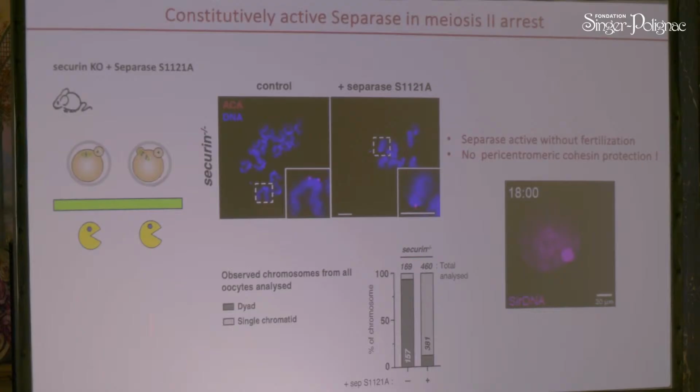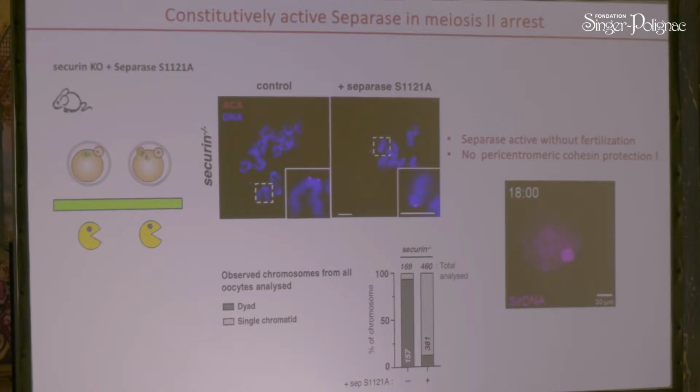So we took metaphase 2 oocytes. We injected again the separase mutant. For simplicity, I show the data with the securin knockout, and what you can see, again, without activation, is that we immediately see sister chromatids coming up.